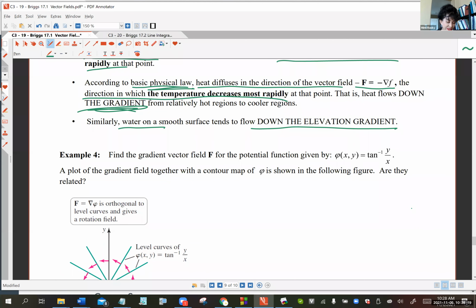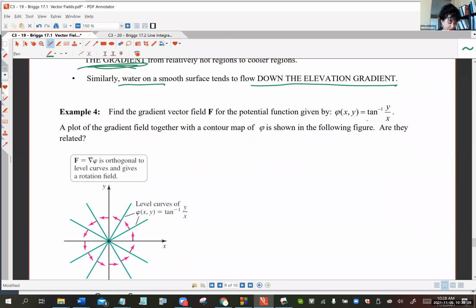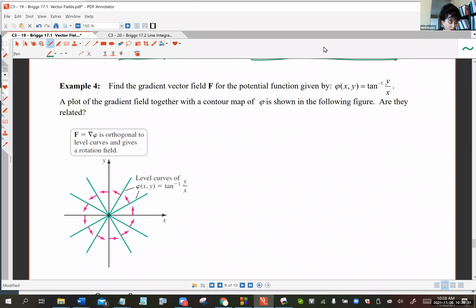So let's do one more example in this section. Again, putting it all together, but this potential function is really wacky. I kind of like this example, and I pulled this one off of your homework, so you may see something like it there. Again, they're giving you the potential function, and they want you to find the gradient vector field that goes with it.